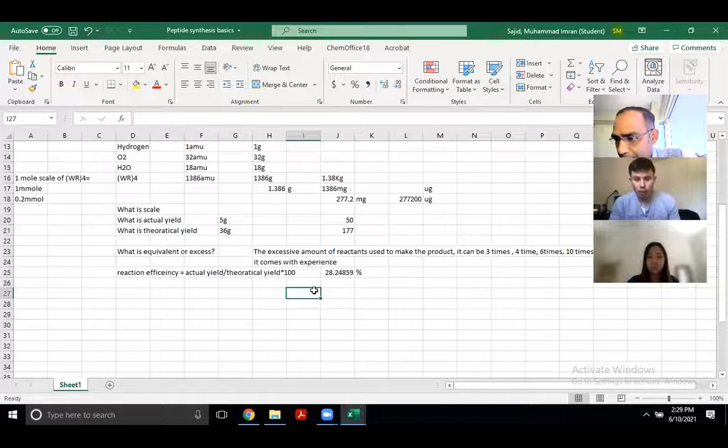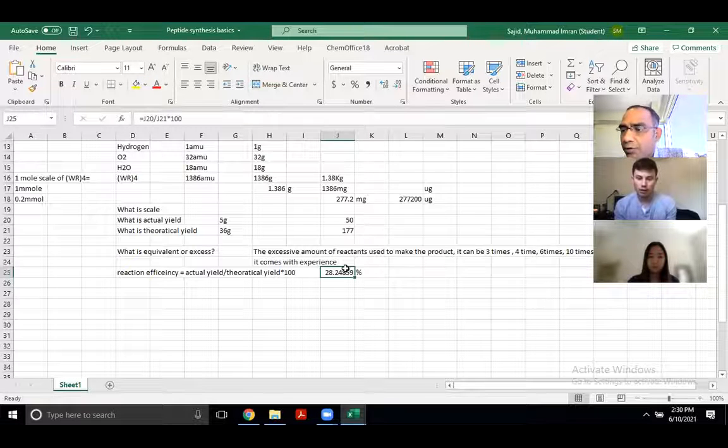What is your question now? I was just wondering, wouldn't that still make your percent yield low though? Yeah, percentage yield will be low, definitely. But you want to have more of the product, more of the peptide. So that is why I'm using excess. Okay, I was just wondering because I thought you were trying to do that to make the percent yield higher. No, it is not going to make percentage yield high. Percentage yield will remain the same. We are just increasing the amount of the product. Okay, perfect. I got you.